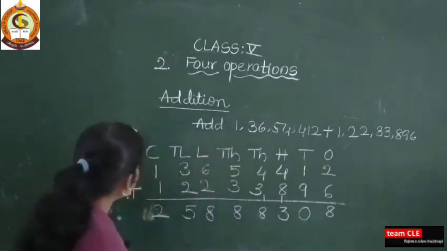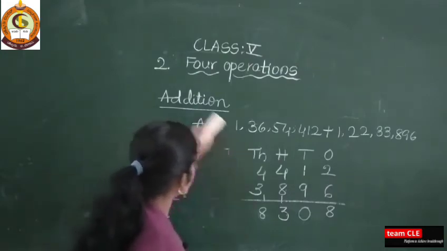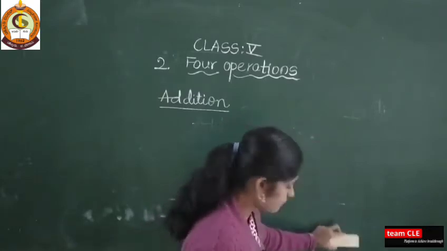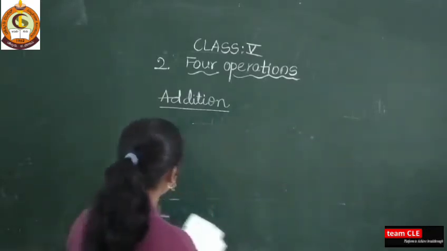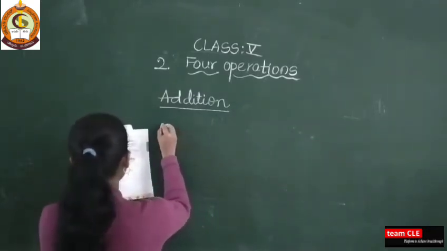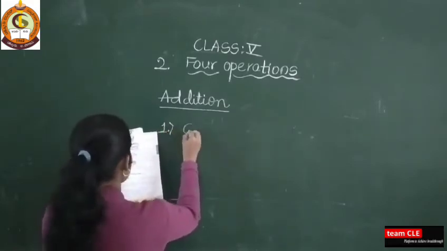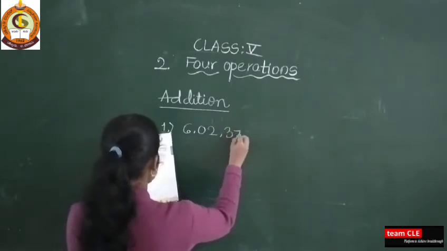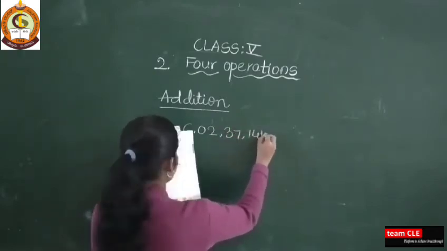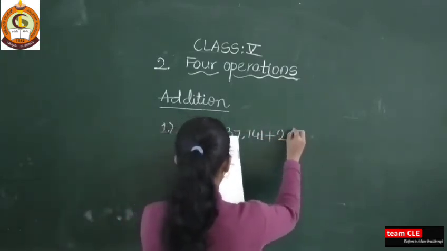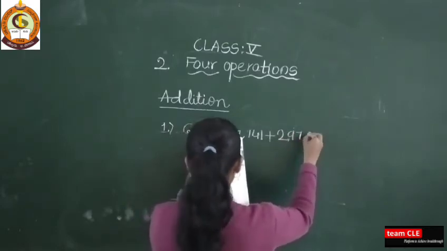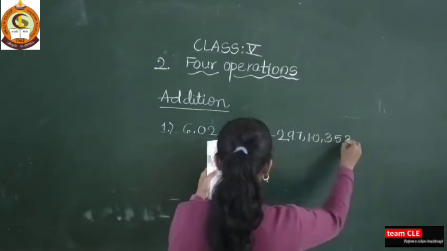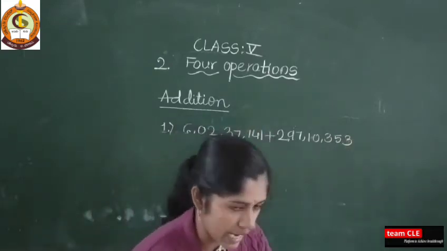Yes, next I will take one example from your My Practice Time 1, and that is the first main. Add the following: 6 crore 602,37141 plus 297,10353. Yes, so here I will add this number.